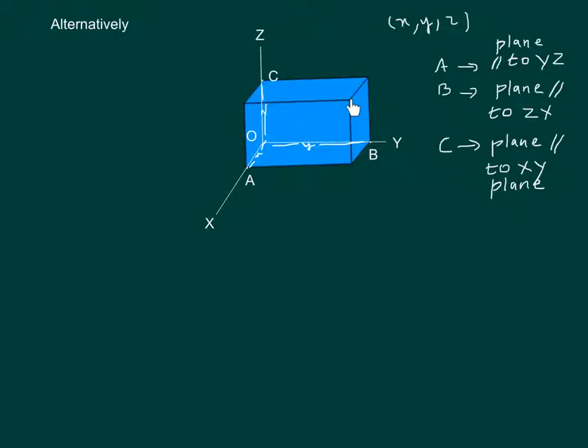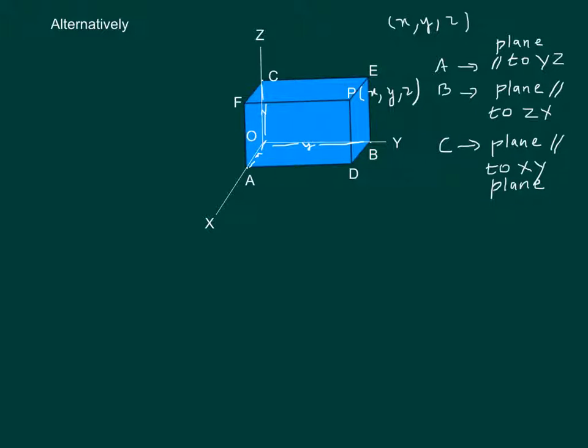Then the point of intersection of these three planes, the point P, corresponds to the ordered triple x, y and z, where x is the perpendicular distance from the YZ plane, y is the perpendicular distance from the ZX plane, and z is the perpendicular distance from the xy plane.